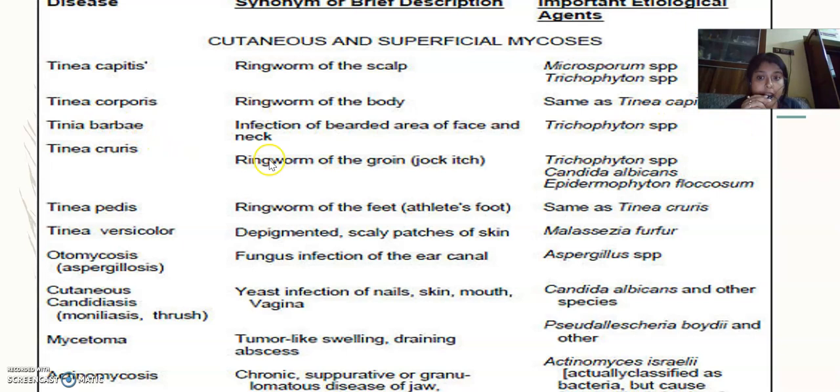Tinea barbae, infection of the beard area of the face, is caused by your Trichophyton. I have shown you the diagram of the Trichophyton. Tinea cruris, ringworm of the groin, jock itch. Trichophyton, Candida albicans, Epidermophyton floccosum are the organisms which can cause ringworm of the groin. Tinea pedis, athlete's foot. Tinea versicolor, depigmented scaly patch of the skin, so the pigmentation will not be there and the scaly patches will be there. Malassezia furfur.